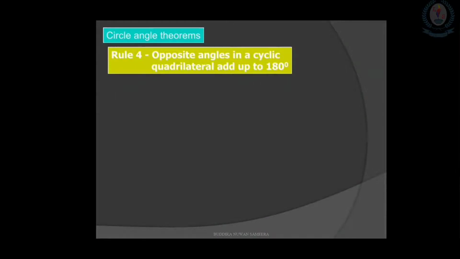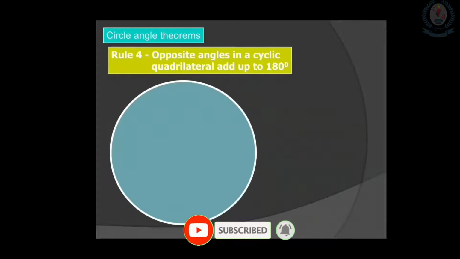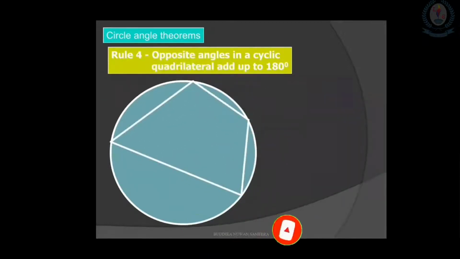Theorem number 4: opposite angles in a cyclic quadrilateral add up to 180. So here you can see a cyclic quadrilateral. A cyclic quadrilateral means all the vertex points of the quadrilateral should be on the circumference. Otherwise that is not a cyclic quadrilateral.